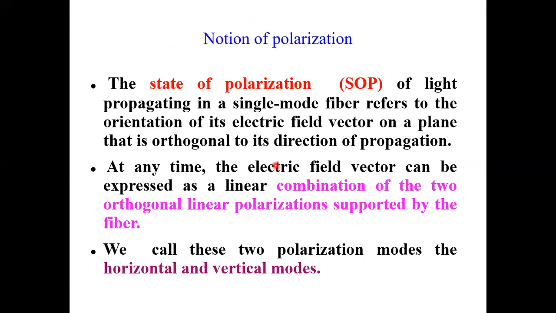So what happens in an isolator is the state of polarization of light propagating here. Suppose we are taking the case of a single mode fiber. The state of polarization refers to the orientation of its electric field vectors, and that is orthogonal to its direction of propagation. This was shown in the particular video. We had two propagations, and they were orthogonal to each other. At any time, the electric field vector is a linear combination of two orthogonal linear polarizations.